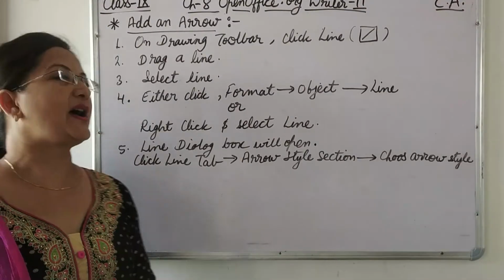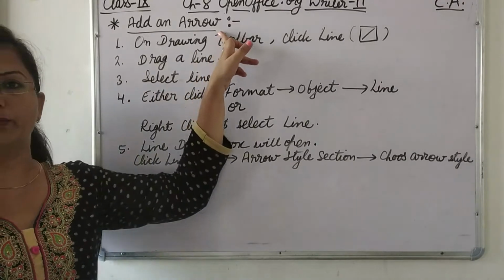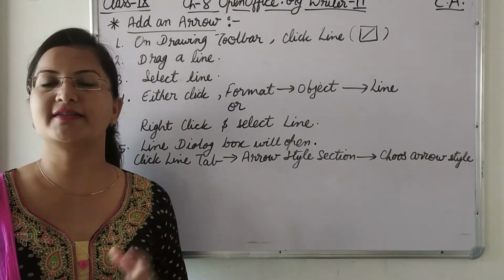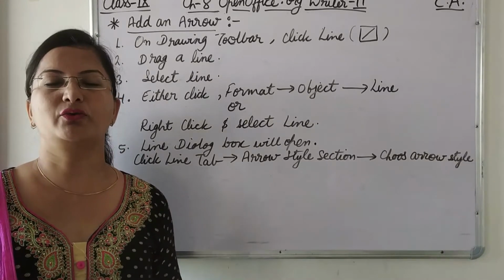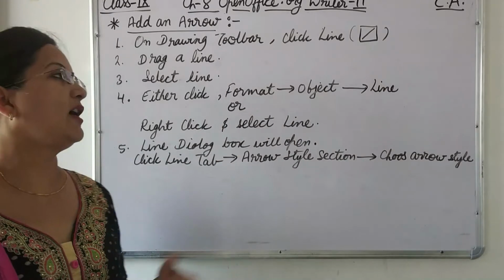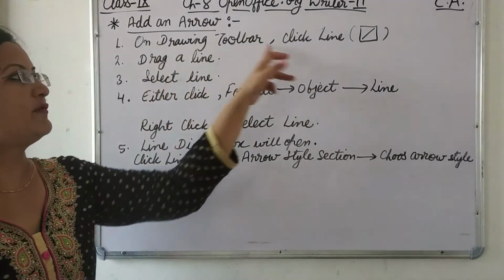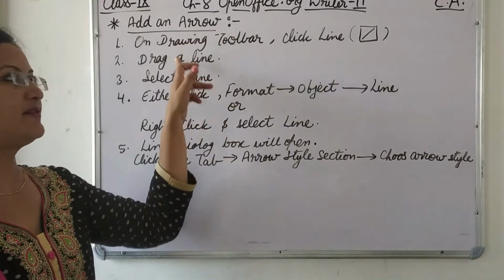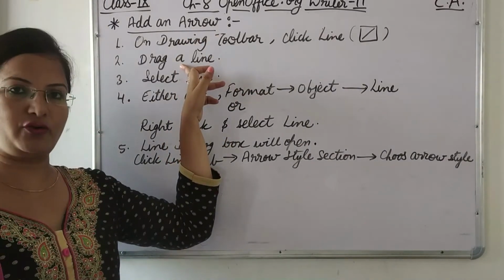Now we will learn to add an arrow. You are very much familiar with lines and how to insert a line. After inserting the line, we have to change one end of the line to an arrow. Let's see how we can do that. First of all, we have to click on the line icon on the drawing toolbar. Then we have to drag to draw a line.